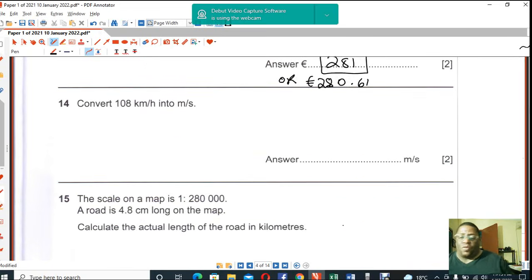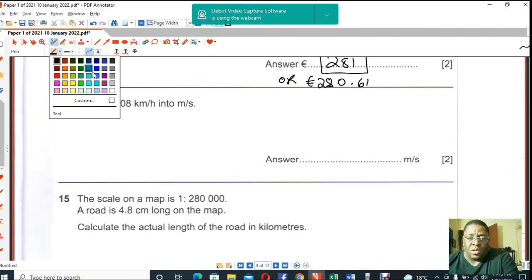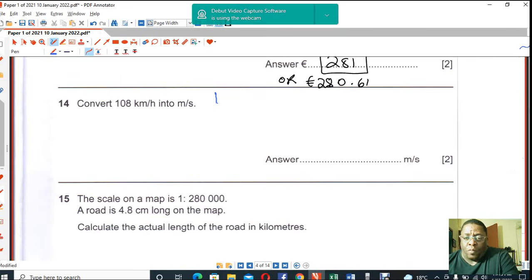Okay, we are supposed to convert speed. There are a lot of interesting facts about this question that I will encourage you to know. Firstly, you should know your conversions a bit. You should know that 1 kilometer is nothing but 1,000 meters, and 1 hour is nothing but 3,600 seconds. You got that?